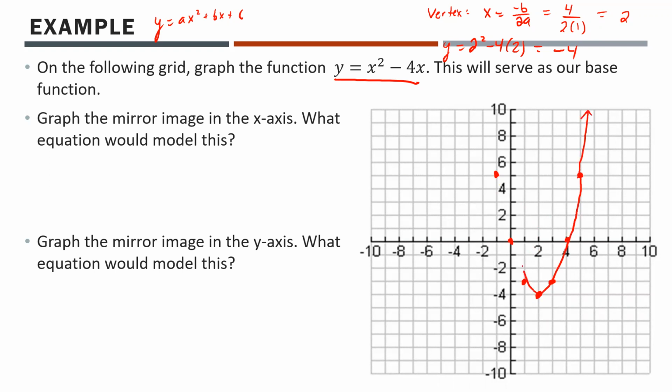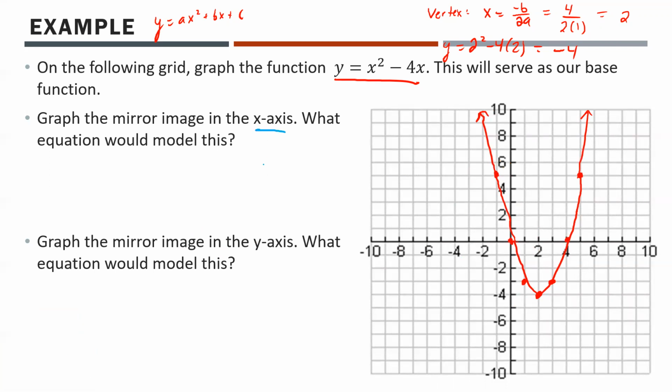There we go. Almost there. It's not looking super great, but you get the idea. Nice. Okay, so next part, it says graph the mirror image in the x-axis. Okay, so the x-axis, that's going to be a vertical reflection.